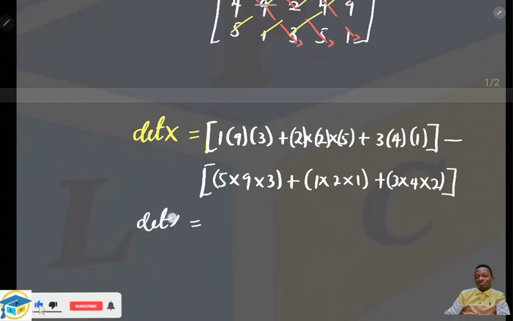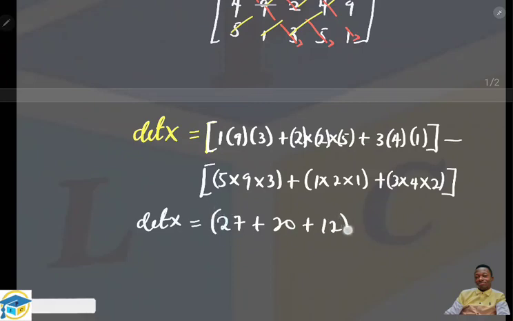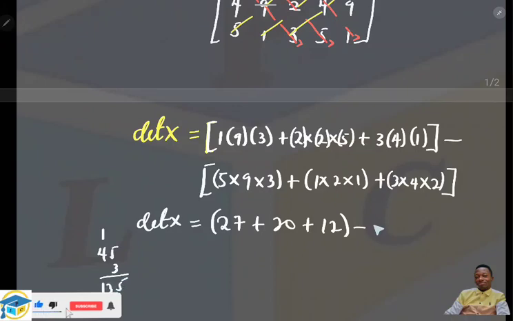We say that X should be, so here when we multiply 1 by 3 by 9, you're going to get 27. Plus 2 by 2 is going to give us 4 multiplying 5, you're getting 20. Then we have 3 by 4 by 1, we are getting 12. So close the bracket, minus, and come to this side. 9 multiplying 5, we are getting 45. 45 multiplying 3, we are getting 135.